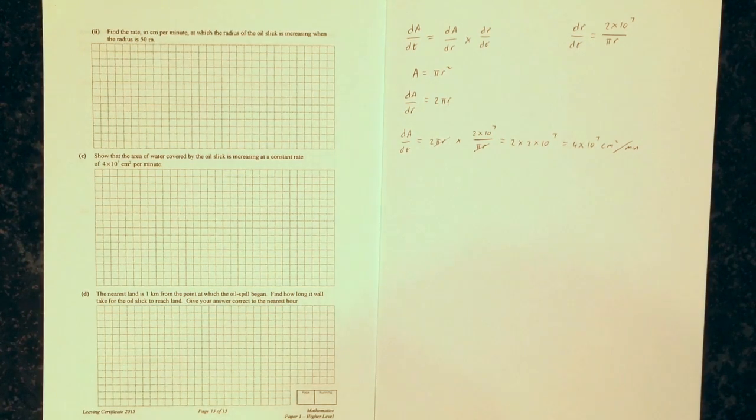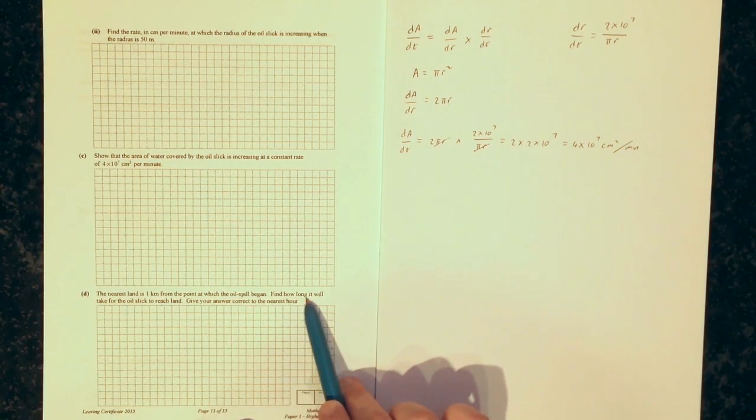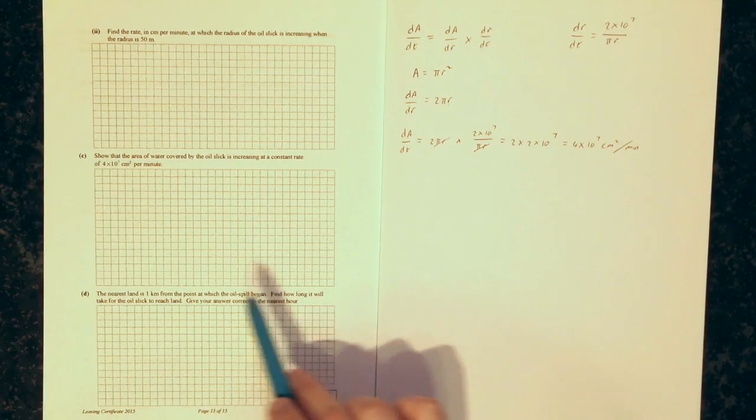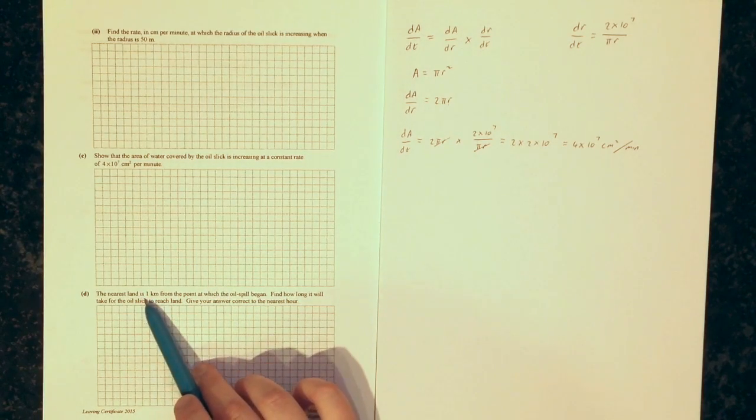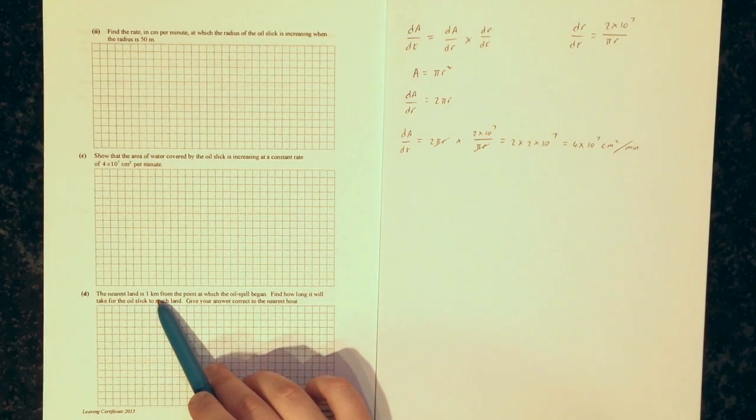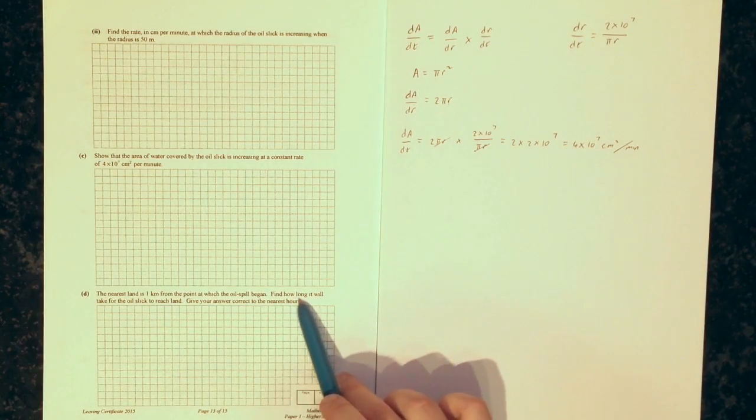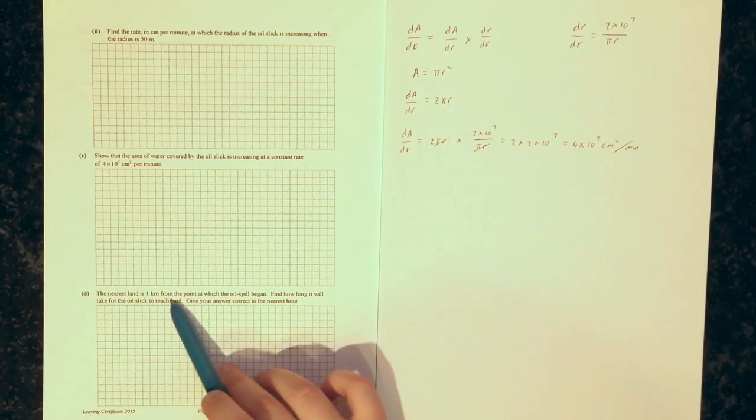Part D. The nearest land is 1 kilometer from the point at which the oil spill begins. Find how long it will take for the oil slick to reach the land. And then we want our answer correct to the nearest hour. So what we're being asked for is to find how long it will take for the radius of the oil slick to be 1 kilometer long. In other words, we're being asked to relate the time to the radius.